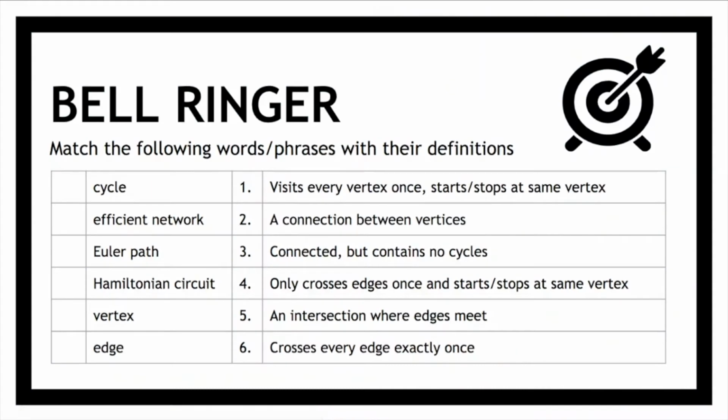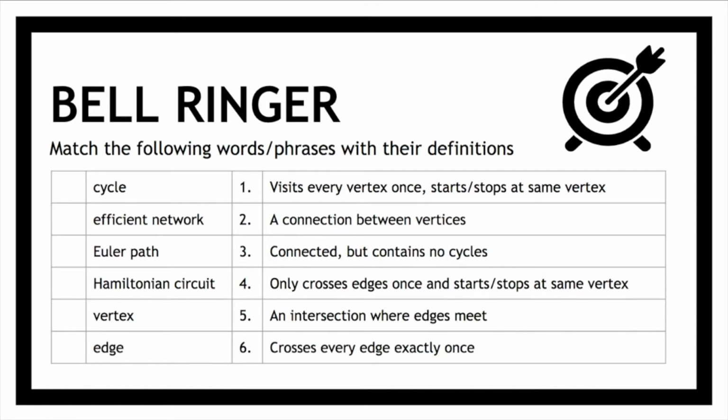All right, good morning. The bell ringer is match the following words and phrases with a definition. We're focusing on vocabulary here. We have cycle, efficient network, Euler path, Hamiltonian circuit, vertex and edge. Our definitions are 1, visits every vertex. 1, starts and stops at the same vertex. 2, a connection between vertices. 3, connected but contains no cycles. 4, only crosses edges once and starts and stops at the same vertex. And 5, an intersection where edges meet. 6, crosses every edge exactly once. Okay.